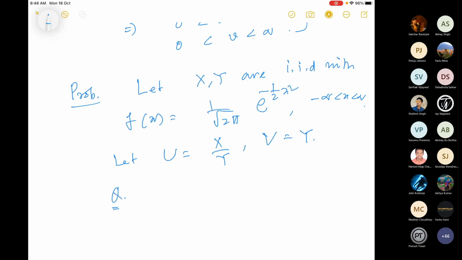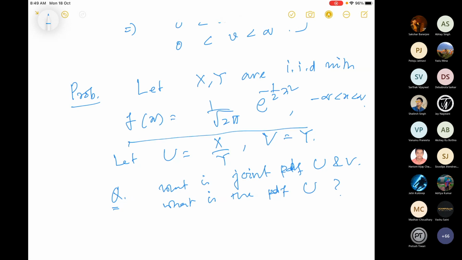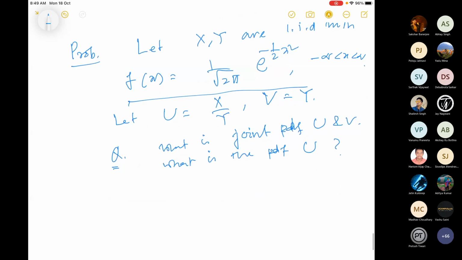The question is, what is the joint PDF of u, v, and let's say what is the marginal PDF of u? So what is the PDF of u? Can anybody tell me what this distribution is? Does it correspond to some standard distribution which is studied? It is a standard normal. Okay, it is standard normal.